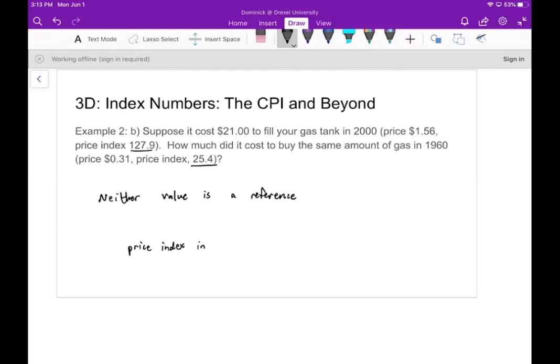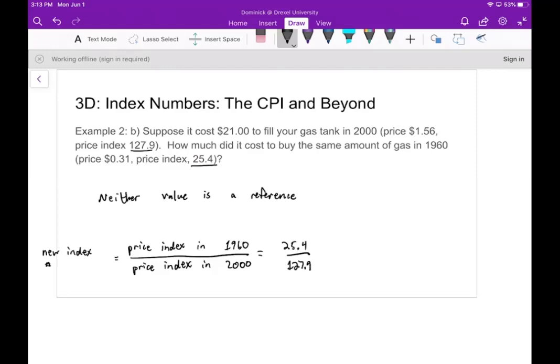And we want to find out what this is for 1960. And I'm going to consider my reference value to be the price index in 2000. And this will give me a new index number. So this will be the new index number. And this will take me from 2000 to 1960, right? So if we do that, we're going to have a 25.4 over 127.9.